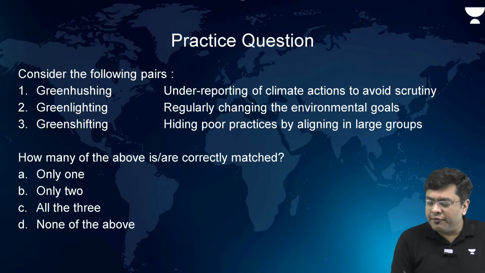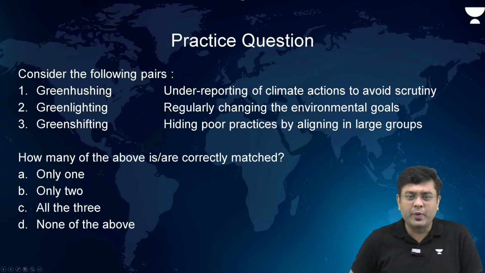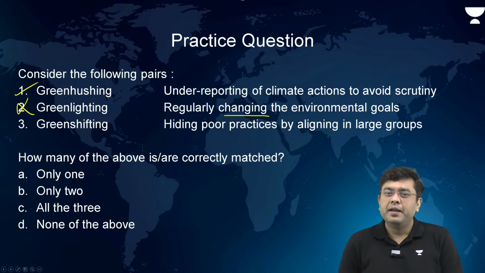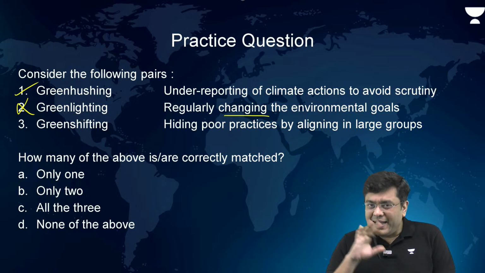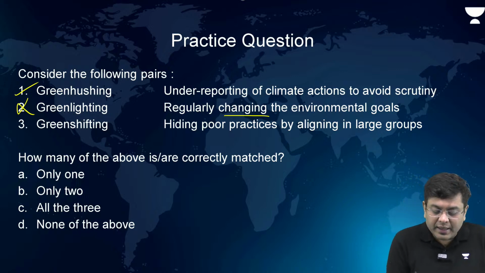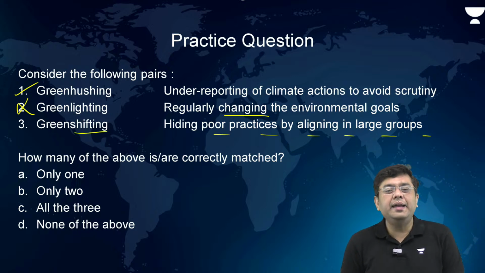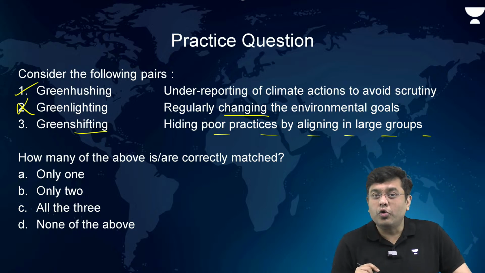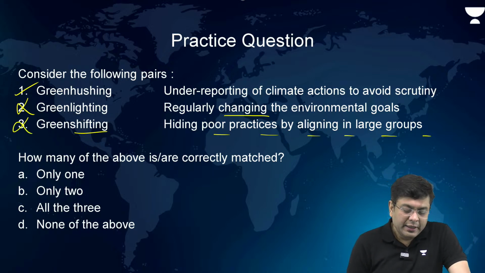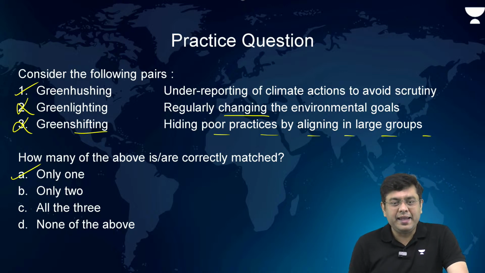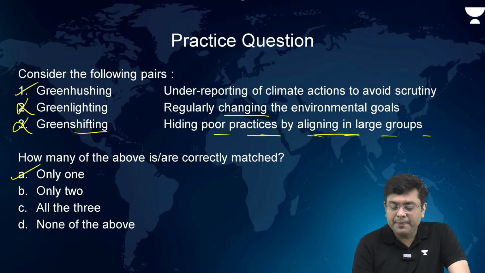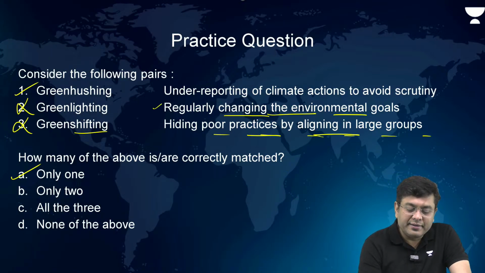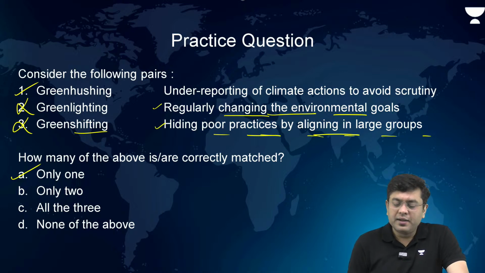Green hushing, underreporting of climate actions to avoid scrutiny. Is this correctly matched? The first one? Yes. Green lighting, regularly changing the environmental goals. No. Green lighting is highlighting a small component and then hiding your larger environmental degradation. Green shifting, hiding poor practices by aligning in large groups. This is green crowding. Green shifting is what? You shift the blame. Remember the Coca-Cola example. This is also incorrect. So how many of the above are correctly matched? The correct answer is A. That is 1 only. This is green crowding. And then what is this? Regularly changing the environmental goals. That is green rinsing. So this is your green rinsing. This is your green crowding. Okay? I hope this is clear.